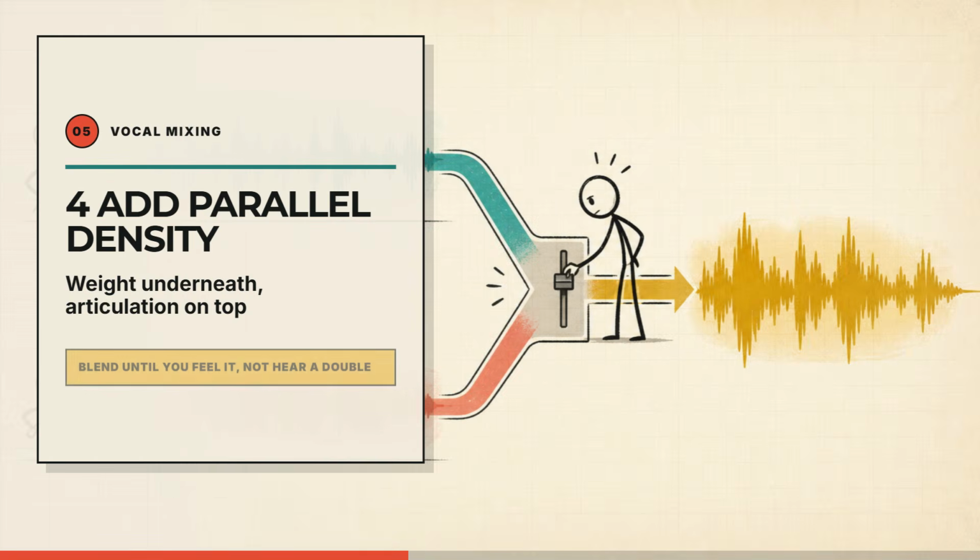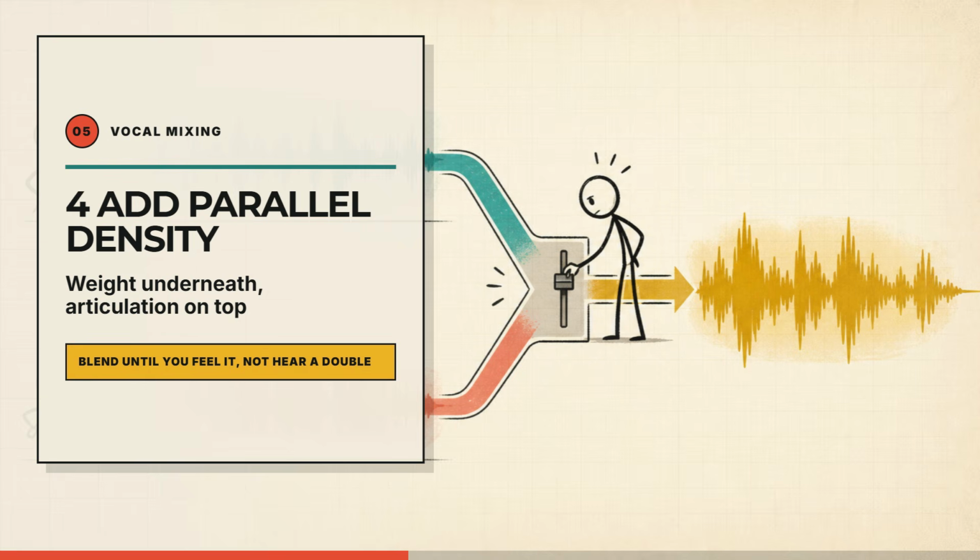Tip 4. Add density with parallel compression. Create a send or duplicate path from the lead vocal.